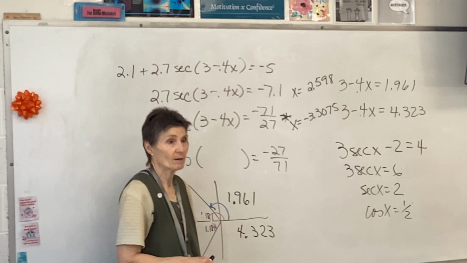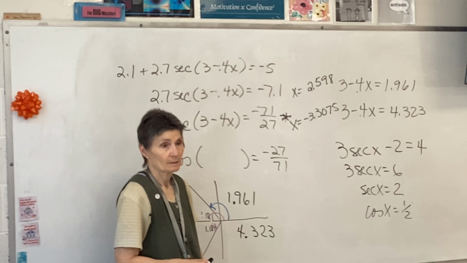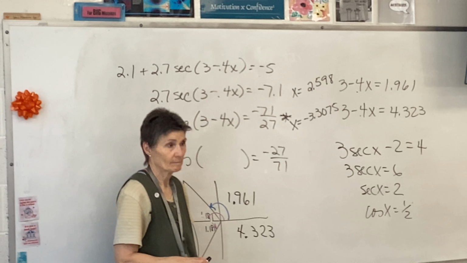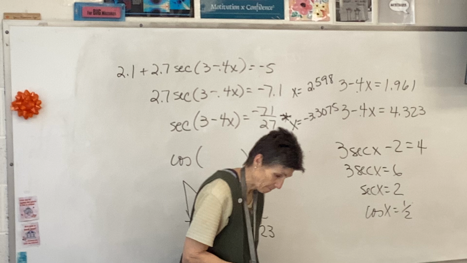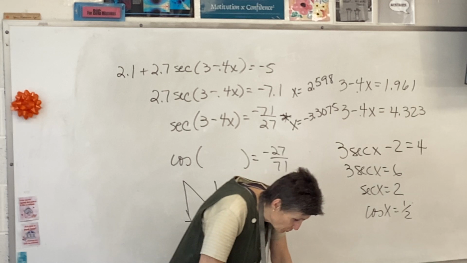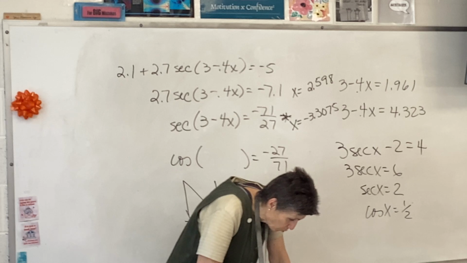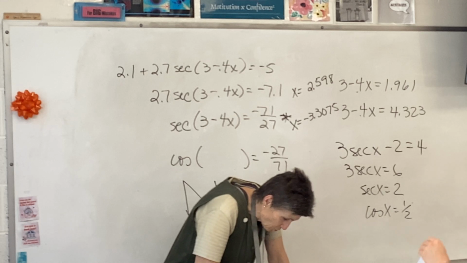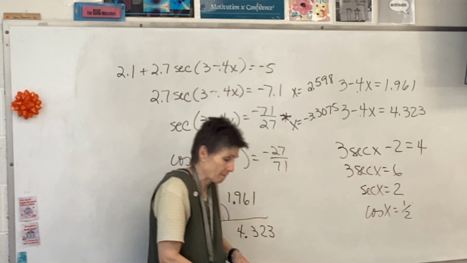Cosine 1/2 at pi over 3. 5 pi over 3. All right, would you and your partner try 24 and 25?